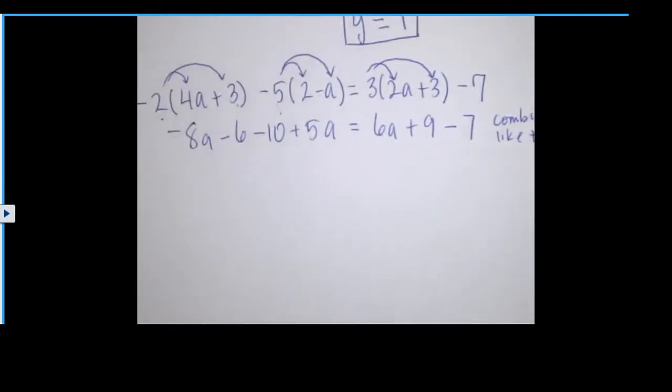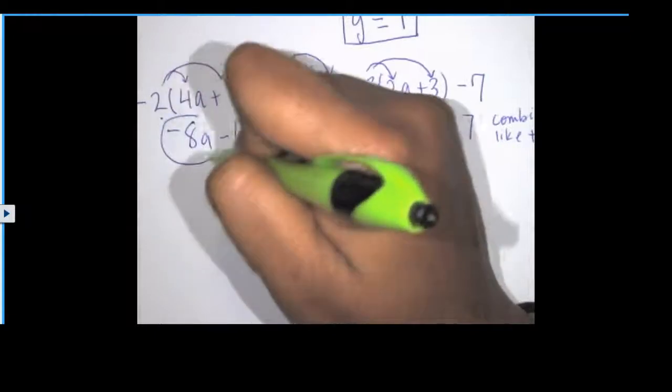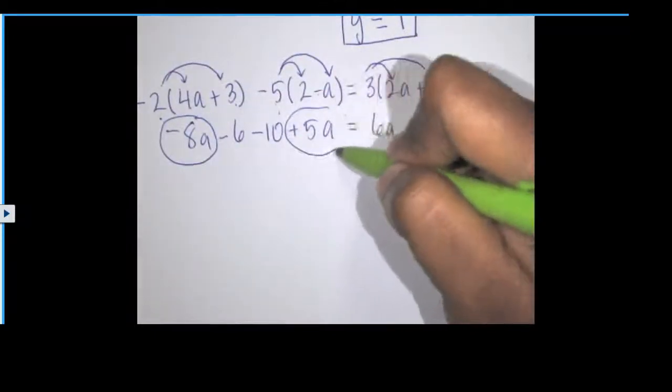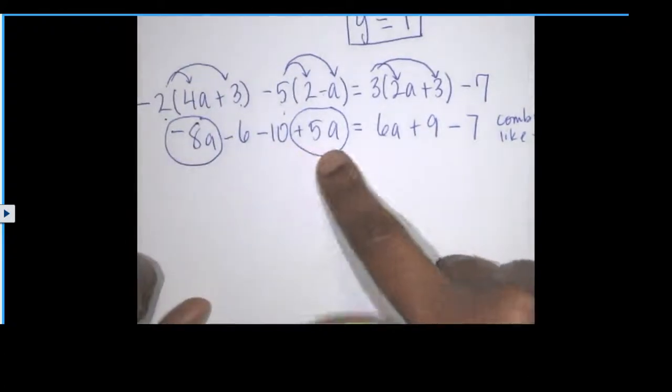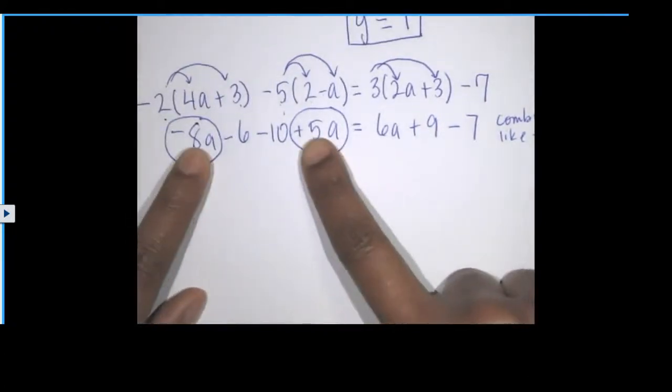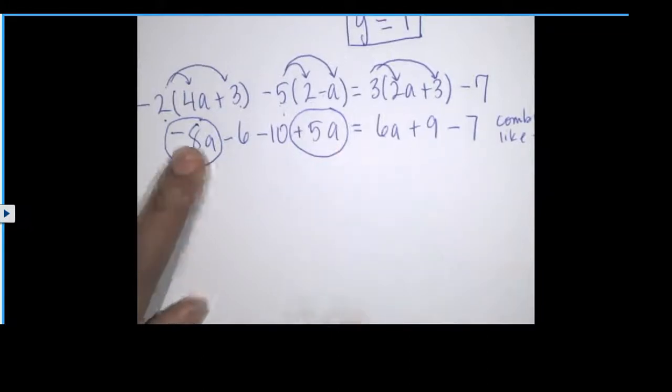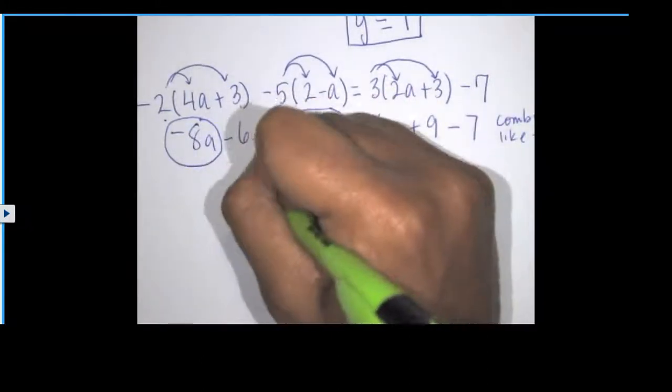Okay, so in this case, I have a negative 8a here. I have a positive 5a. Notice that I circle the signs in front of those two terms, so I know that I have to include the sign in the operation. So I have negative 8a plus 5a, so opposite signs we're going to subtract. Keep the sign of the bigger number, so this is negative 3a.